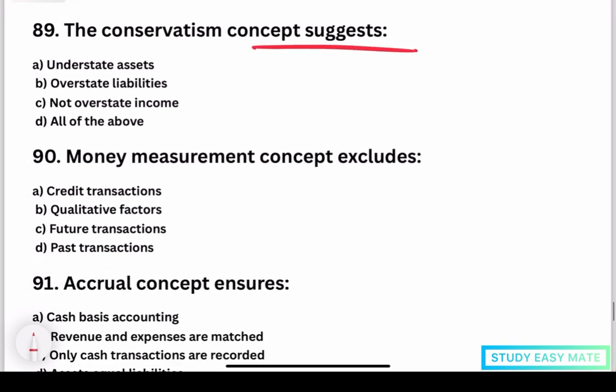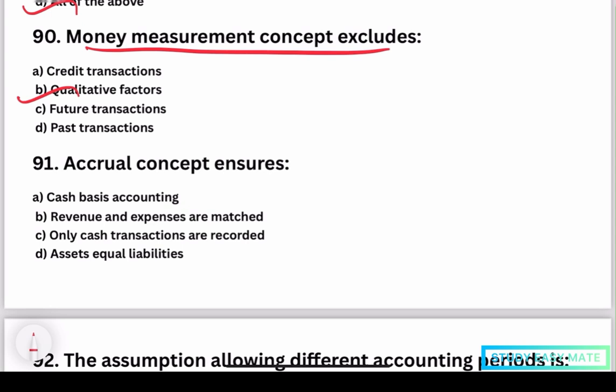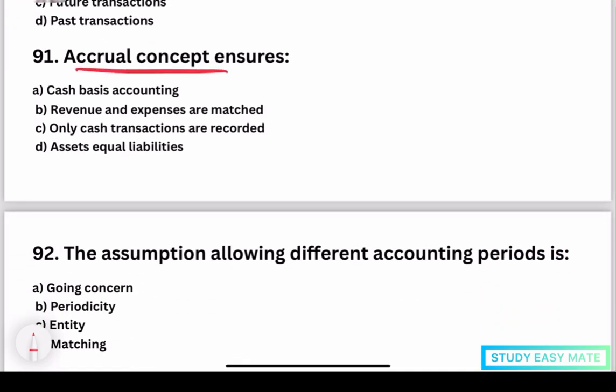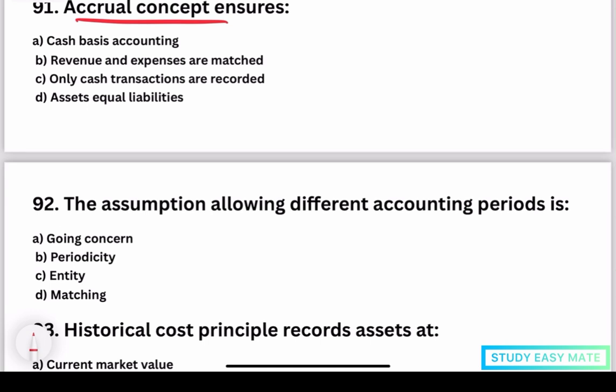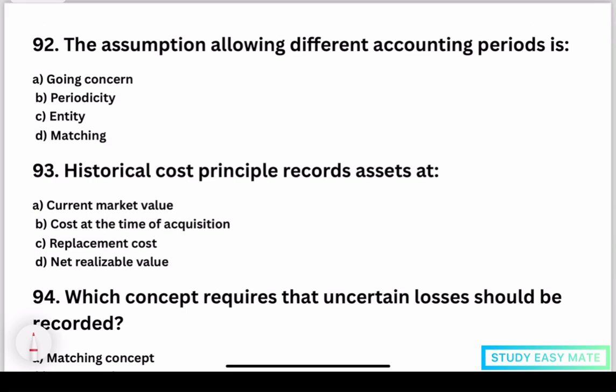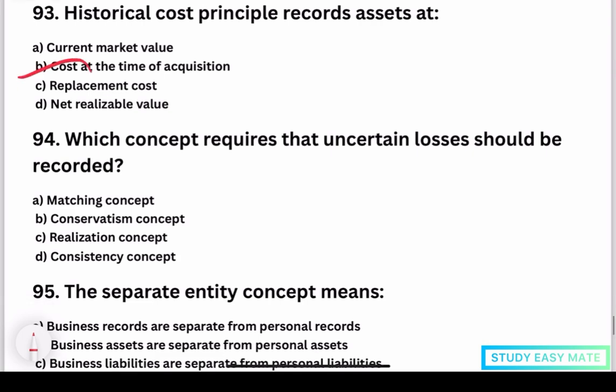The conservatism concept suggests, again, all the above: understate assets, overstate liabilities, not overstate income. 90, the money measurement concept excludes qualitative factors. Like what? Like employee morale, customer satisfaction, brand reputation, because these cannot be reliably expressed in monetary terms, right? So 91, the accrual concept ensures revenue and expenses are matched. The assumption allowing different accounting periods is periodicity. The historical cost principle records assets at the time of acquisition.